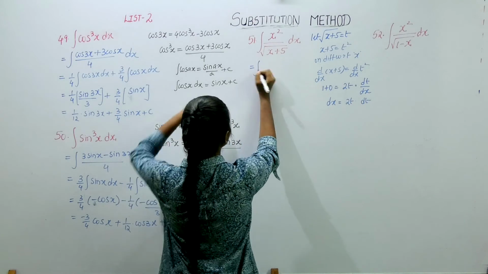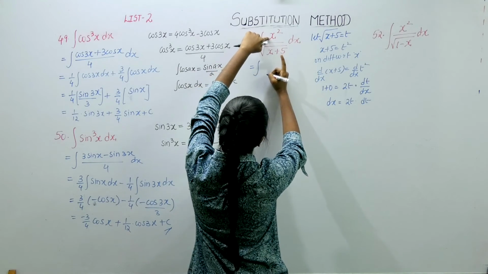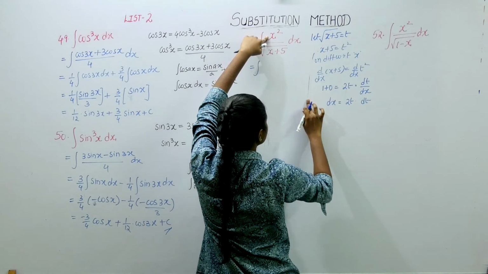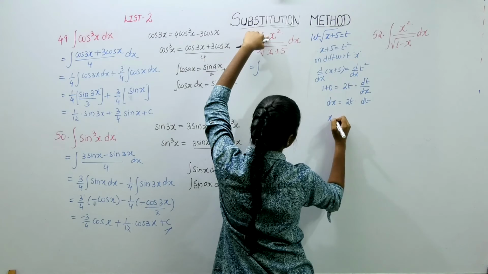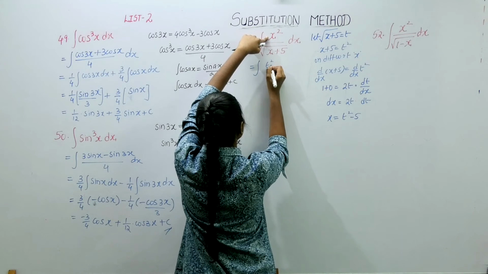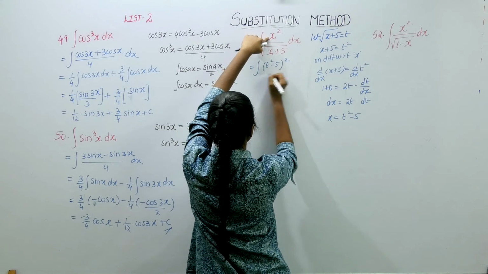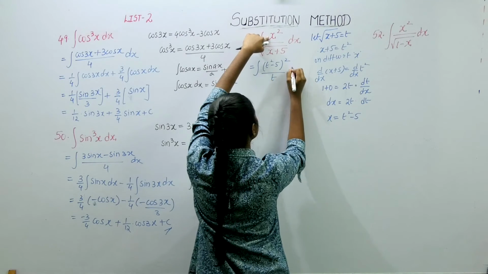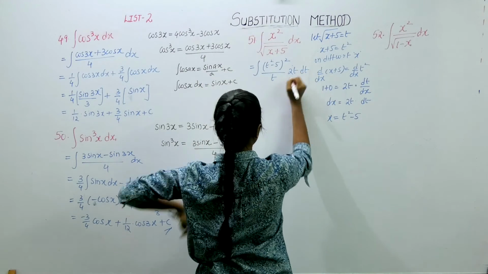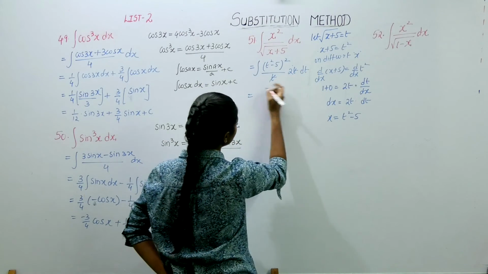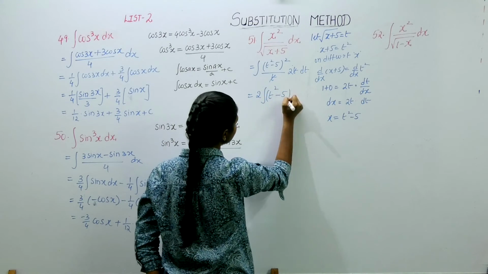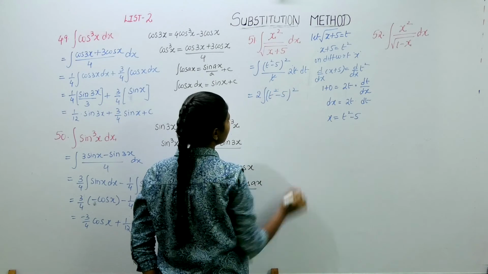Now here there is x square. So from the step x plus 5 equals t square, let me write x is equal to t square minus 5. Then in the place of x, (t square minus 5) whole square by t, and in the place of dx, I substitute 2t dt. Now this t gets cancelled. 2 is a constant, take it out of the integration, and we have (t square minus 5) whole square.